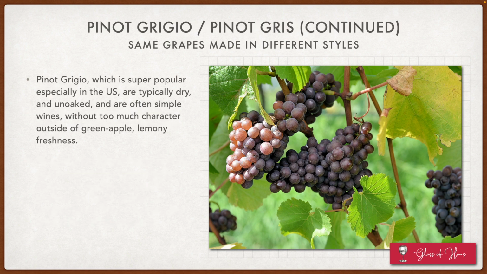While Pinot Grigio, which is super popular, especially in the US and in Italy, tends to be dry, unoaked, and to have green apple and lemony freshness. So when you contrast these two wines side by side, I think most of us may not think that these are two different grapes, but they are, just made in different styles.